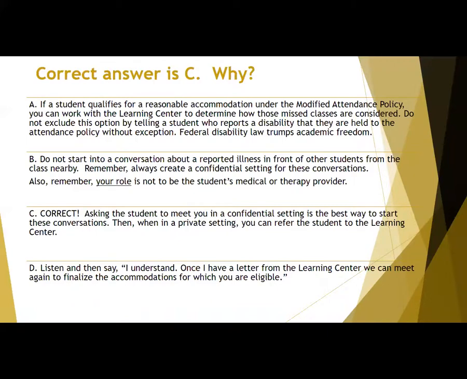C, if you chose C, you got it correct. So asking the student to meet with you in a confidential setting is the best way to start these conversations. Then, when in that private setting, you can refer the student to the Learning Center. And D, listen and then say, I understand. Once I have a letter from the Learning Center, we can meet again to finalize the accommodations for which you are eligible. So D is not necessarily wrong, but a lot is conveyed by tone or the word choice. So if you say it in a negative way, well, you're not going to have any accommodations until you give me that, simply say it in a more positive way. I do understand, and once I have that letter, I'm happy to provide those accommodations.